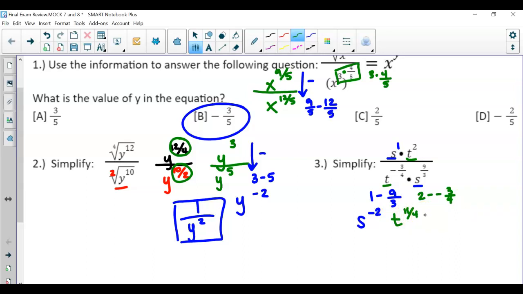Now notice we can't leave our answer here as is, because of the negative exponent. So that's why we're going to move the s. So this is t to the 11 fourths, but over s squared.